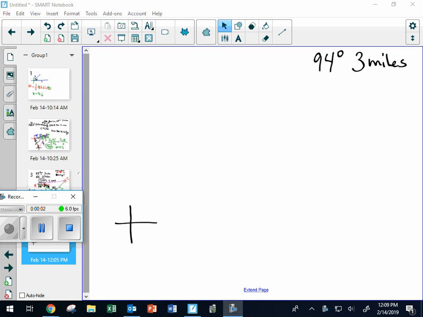Okay, so our first problem here, we are going 94 degrees, a bearing of 94, and I hope you can draw that from here. Now, the reason I put the plus so far down is that if you know what 94 degrees is, you're not going to need to go much further down as you move towards the right. It's down and to the right, if you haven't figured that out.